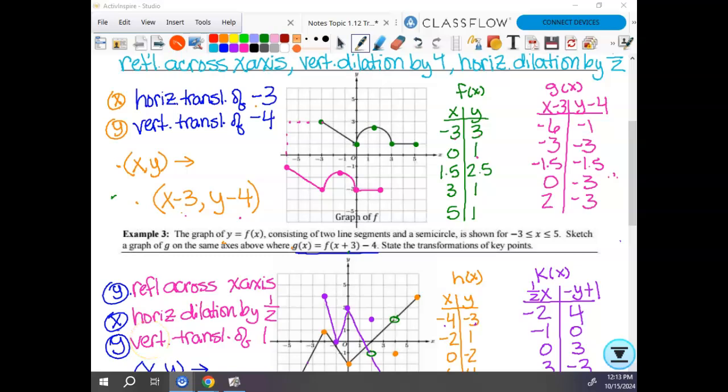Okay, so last week, one of the things we did, this was our notes, and what this question was actually asking us was to take this original function and transform it using these transformations and state the transformation of key points. So we wrote it out in words, we made it in an ordered pair, and we did a little table of values there and did it all that way.